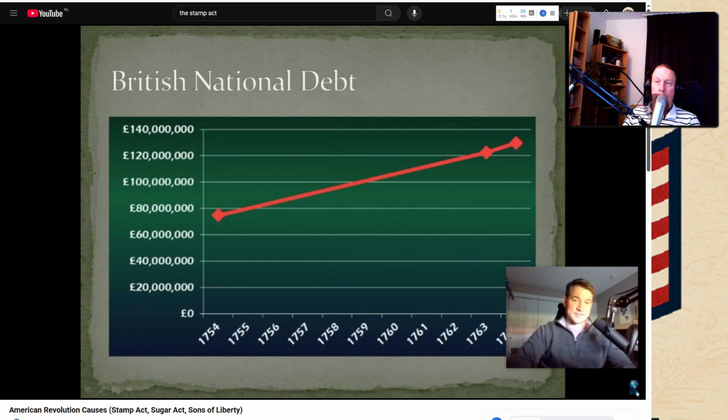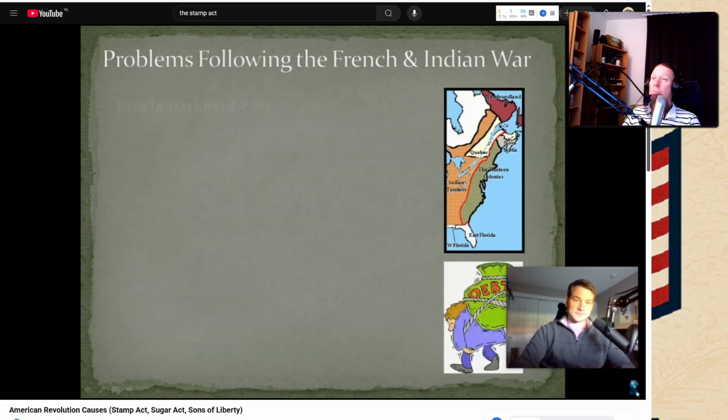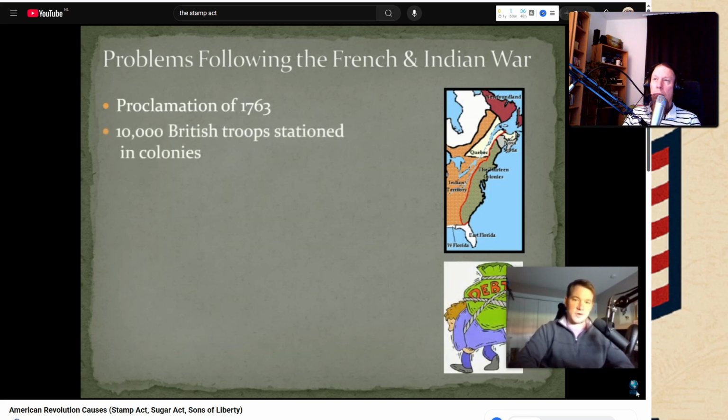And that is going to set the colonies on the course towards the American Revolution and us having a United States of America. So as we move through this, we can see that there's several problems following the French and Indian War. Number one, they made something called the Proclamation of 1763. If you look at this map up here, this red line, essentially what they were saying was the colonists could not move west of that line, that this territory was reserved for the American Indians.